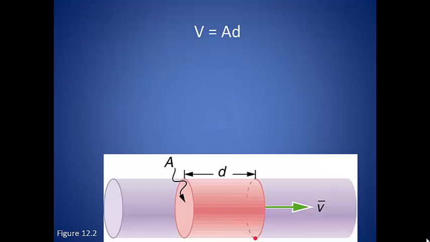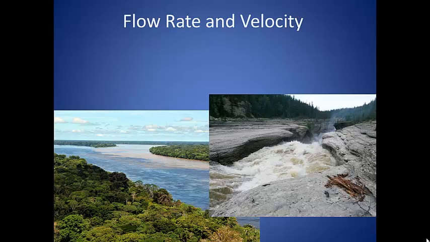We can actually derive that relationship by looking at our flow rate equation. The volume of a cylinder is the cross-sectional area times the length of the cylinder. If we divide both sides by time, we get the expression for flow rate on the left, and the area times distance divided by time on the right. And as we know, distance divided by time is the velocity. So now we can talk about flow rate in terms of velocity of a fluid moving.